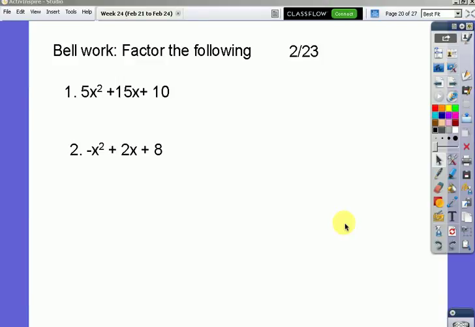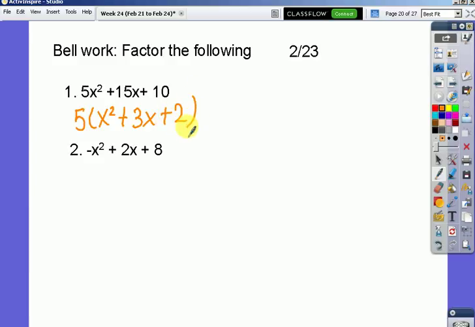So what do I always have to look for first? Greatest common factor. What is my greatest common factor for number 1? 5. So I'm going to factor out the 5. When I factor out 5, I'm left with x squared plus 3x plus 2.